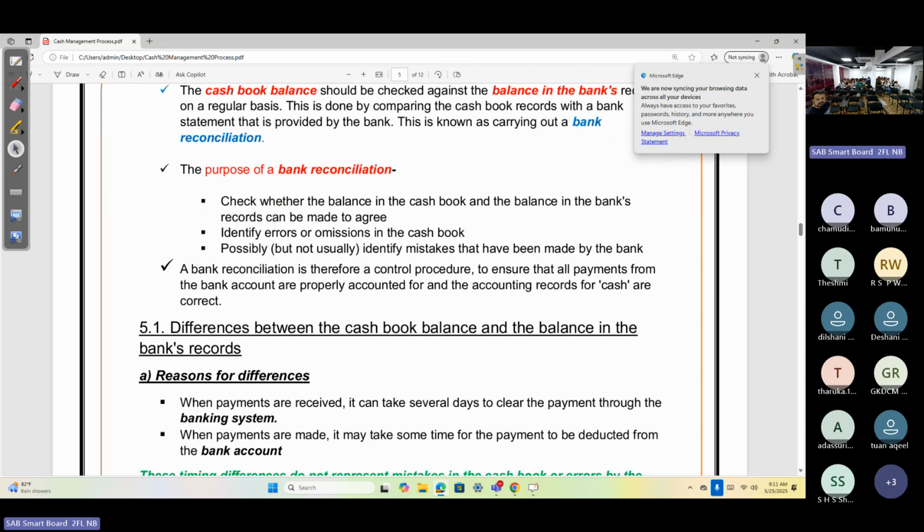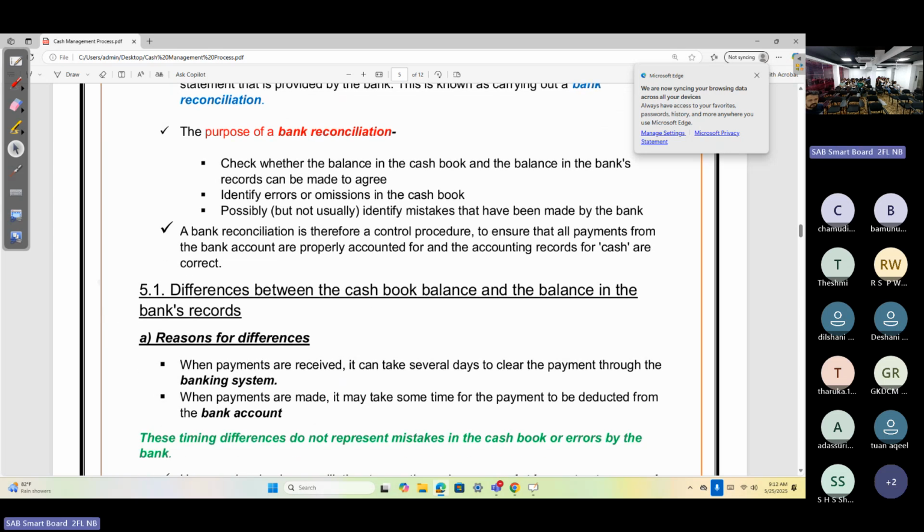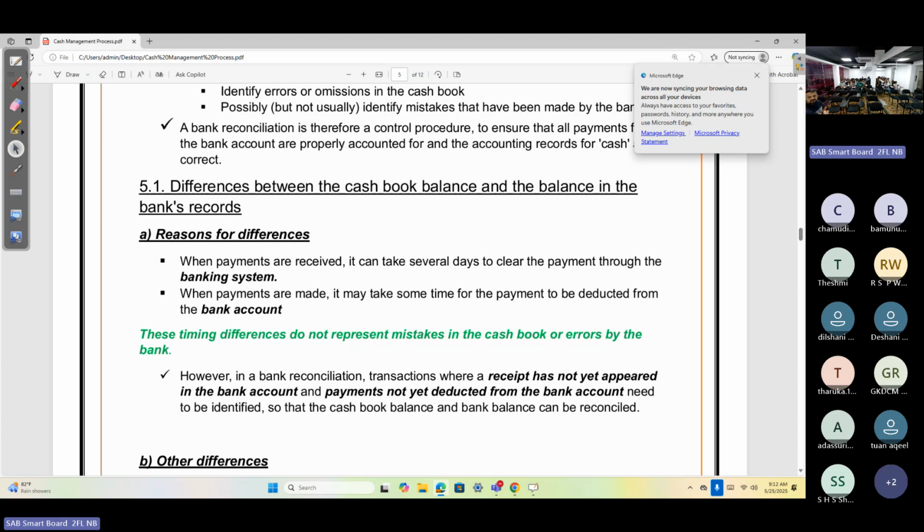Purpose of bank reconciliation: to check whether the cash book balance and the bank's records are accurate. We already wrote this in the notebook, so both have the same meaning. Identify errors or omissions in the cash book, and possibly, though not usually, identify mistakes made by the bank. The bank reconciliation is therefore a control procedure, an internal control procedure, to ensure that all payments from the bank account are properly accounted for and the accounting records for cash are correct.